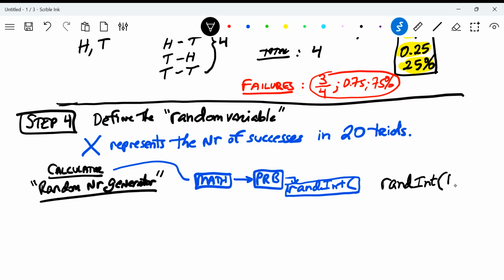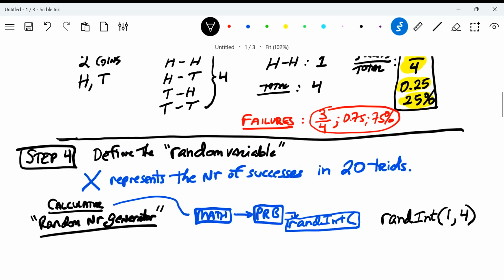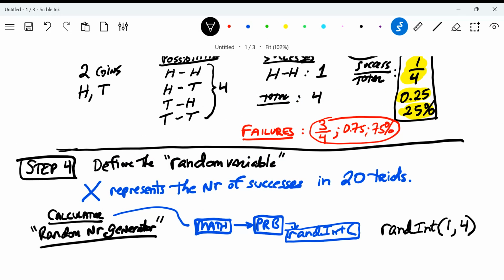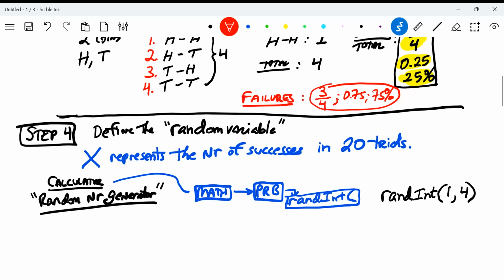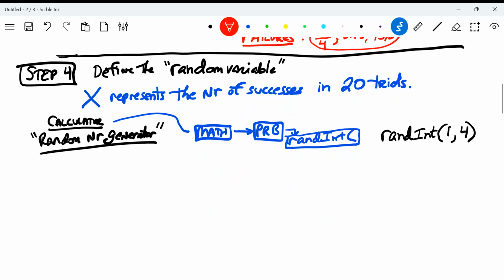And you're going to want the integer to be between 1 and 4. So you're going to put it this way. And what that means is 1, 2, 3, 4. And so I'm going to come back up here. 1 will be heads, heads. 2 will be heads, tails. 3 would be tails, heads. 4 will be tails, tails. And of course, we want the successes, which is 1s. So, step 4 was define that, and now step 5.